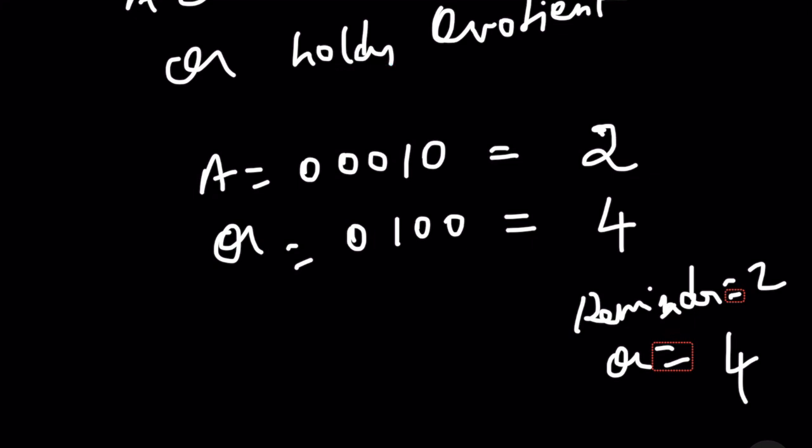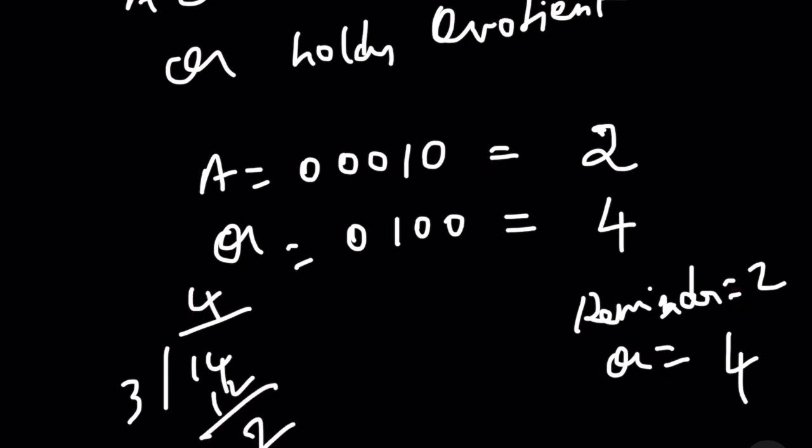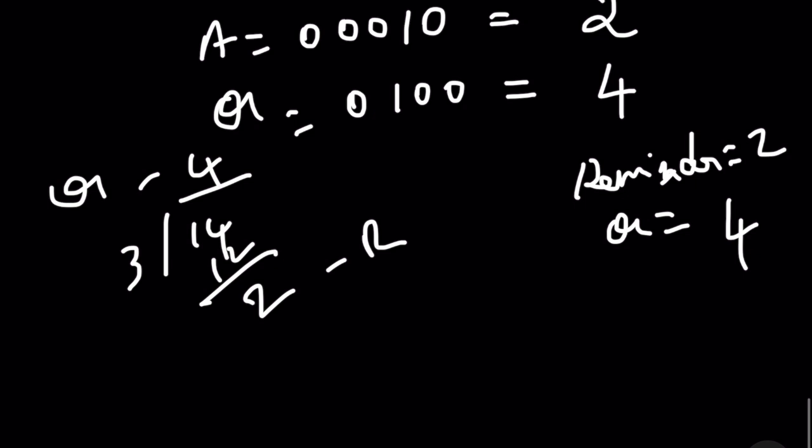What we actually took was 14 divided by 3. So 4 3s are 12, so the remainder will be 2. So remainder, quotient. So this is how division with non-restoring has been completed, and we have done one restoring step in the non-restoring division.